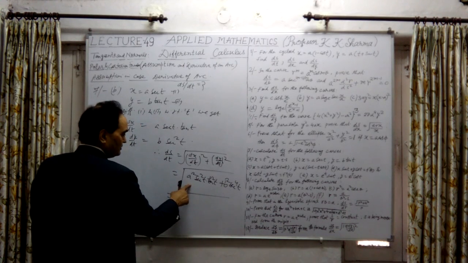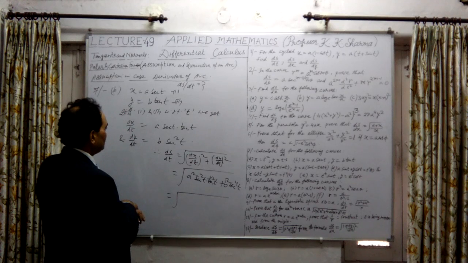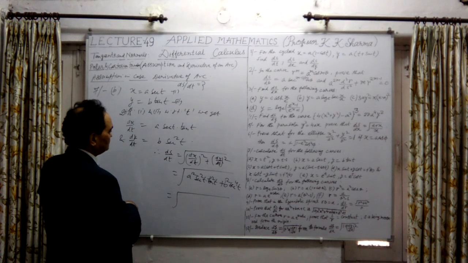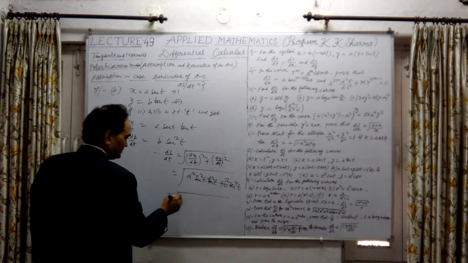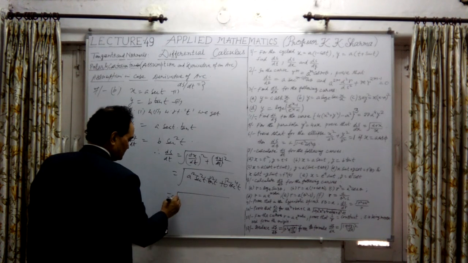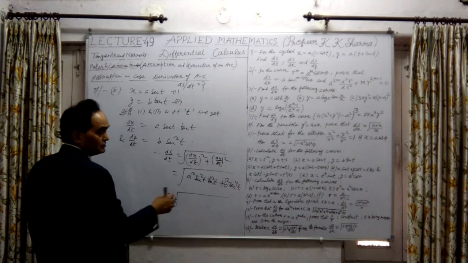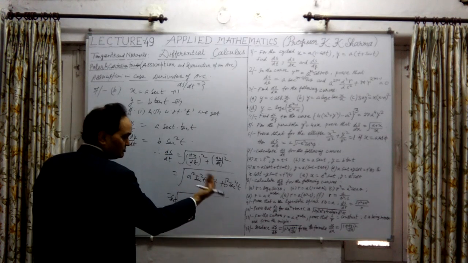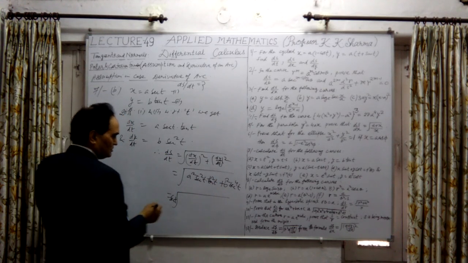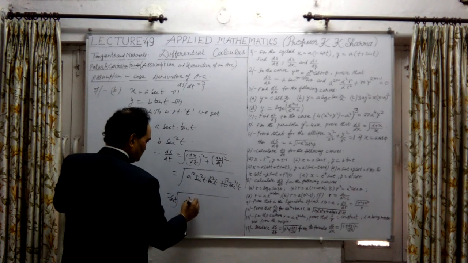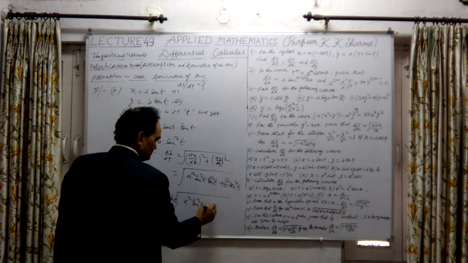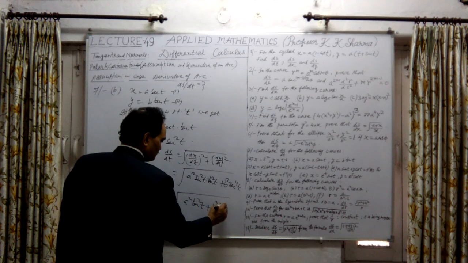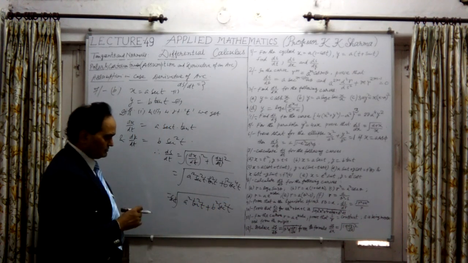Now what is common here? a and b cannot be taken common. Only sec square t is common. Let me take secant t out of the square root, because sec square t is under the square root and sec t comes out. It will leave us a square into tan square t plus b square into secant square t.